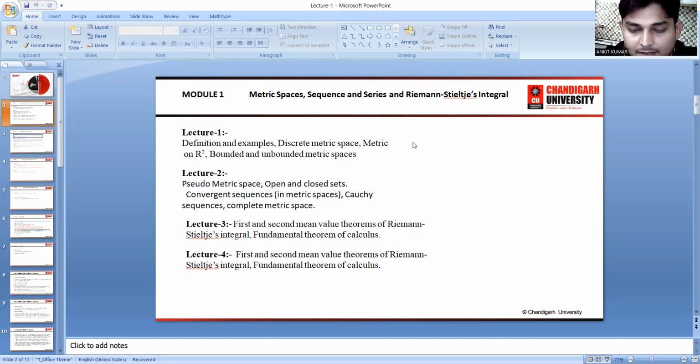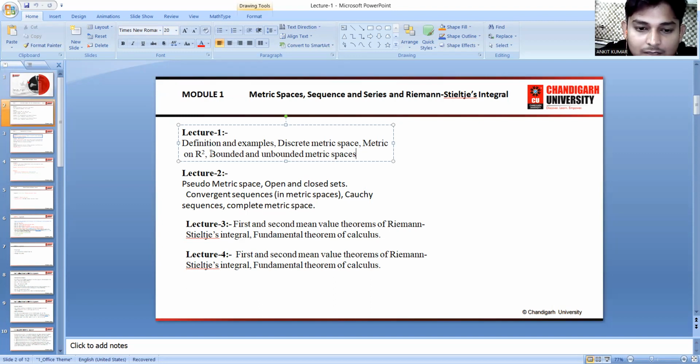In the first lecture I will discuss what metric spaces are, their logic, their strength, and basic concepts and terminologies of metric spaces. Based on this I will discuss some important examples of metric spaces, such as the discrete metric space: what it is, what its criteria are, and its most important examples.